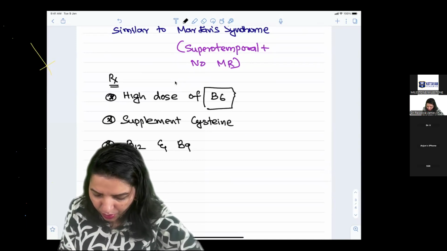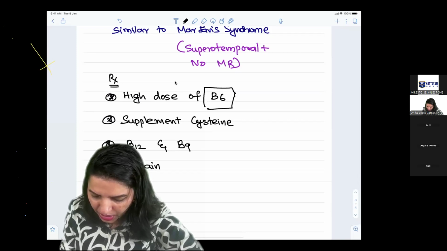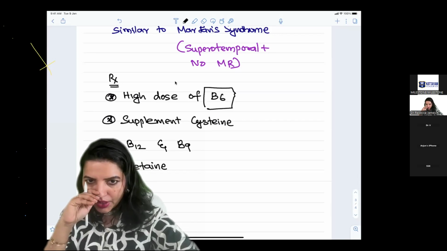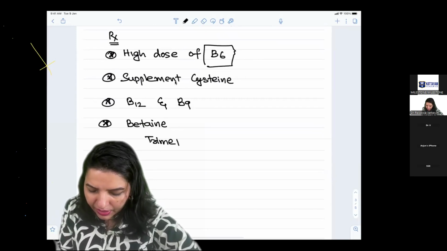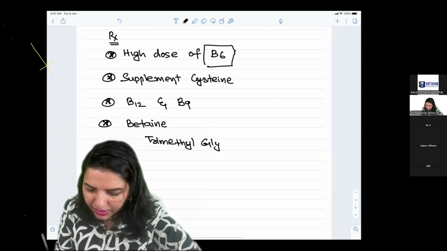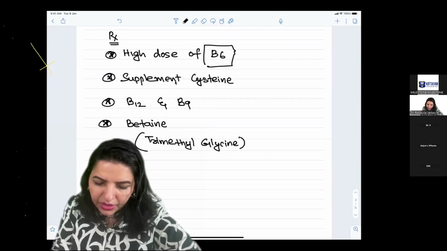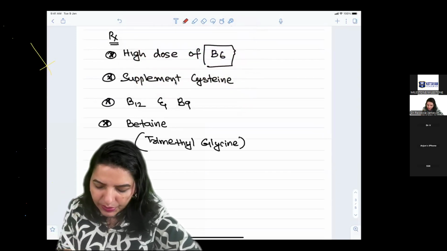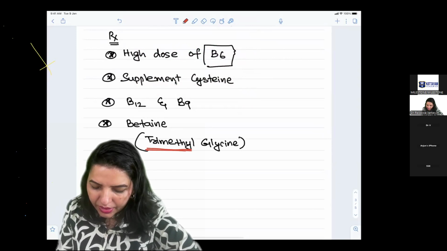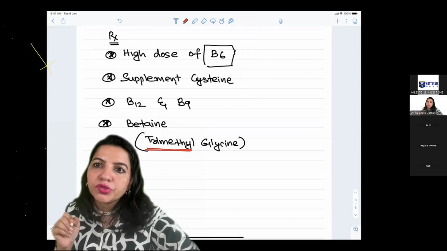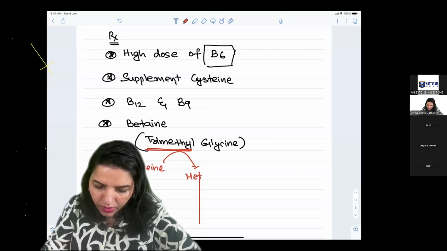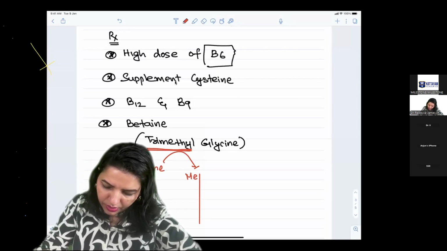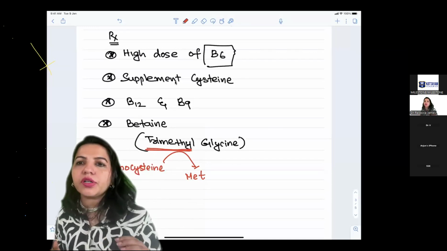Plus, there is an important treatment, that is betaine. Do you know what betaine is? Yes, we can give B9, we can give B12. Now, what is betaine? Betaine is trimethylglycine. Even if you forget what betaine is, that is fine, but understand why we are giving betaine. It is because betaine has a methyl group. What we ultimately want is to reduce the accumulation of homocysteine. So betaine is going to convert homocysteine to methionine.